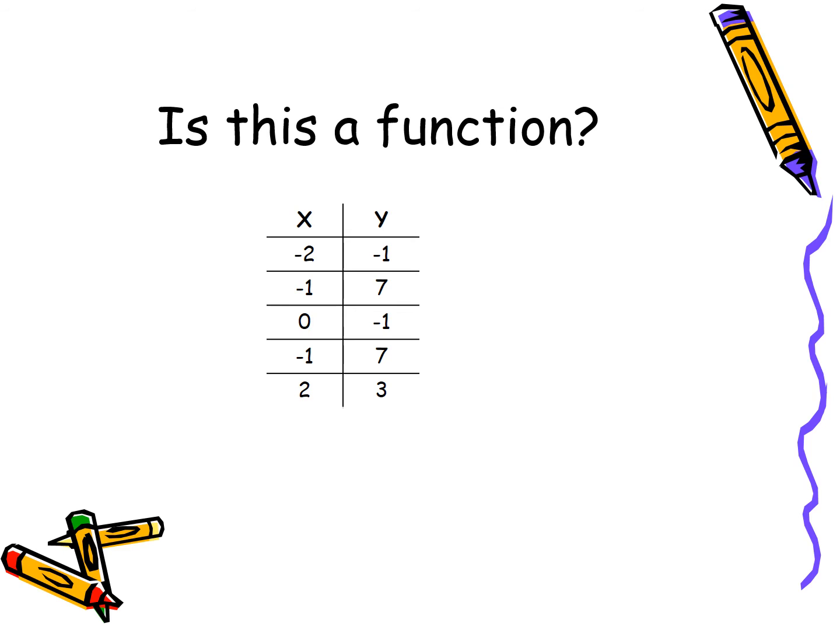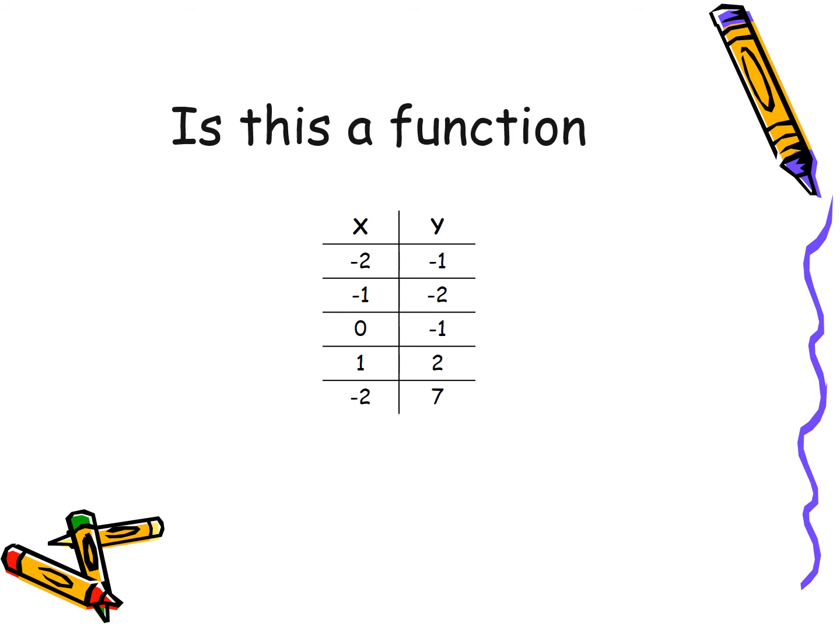Now, this looks like it's not a function because we have -1 listed twice. But if you notice, -1 the first time is going to 7, but the next time it also is going to 7. So that is a function because we just have that point listed twice. This is not a function because -2 is sharing values.